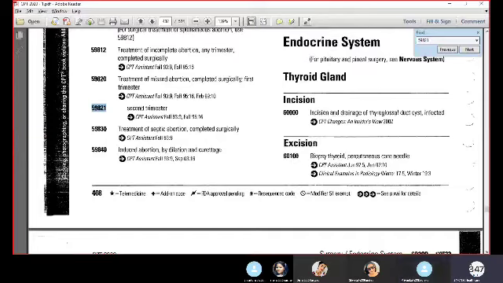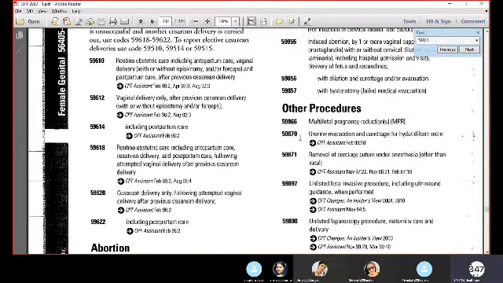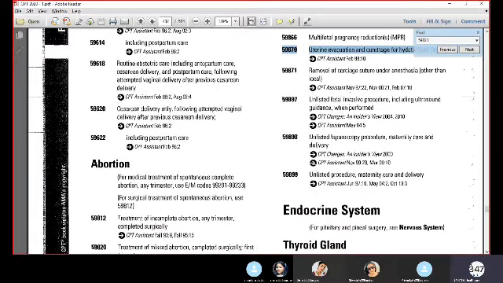So you have to go with this answer: 59870. It is the molar pregnancy, uterine evacuation and curettage for hydatidiform mole. This is the answer. Please make a note. If you are going to write the exam, definitely you will get this question. Molar pregnancy with evacuation and curettage, they are asking. You can go with 59870. Please make a note, this question has been coming for the last 2-3 weeks.